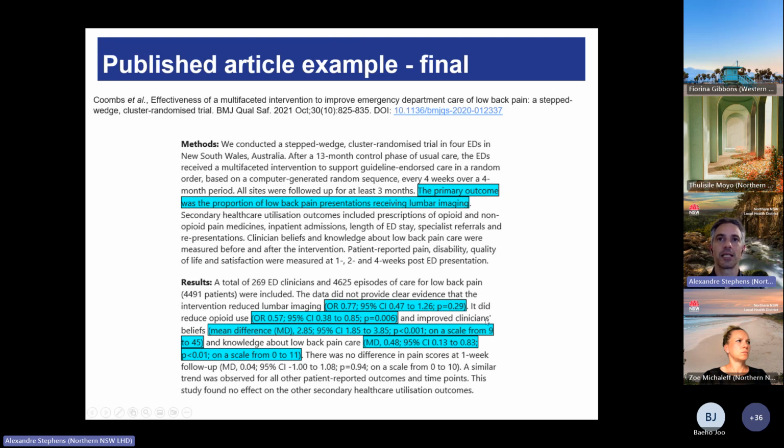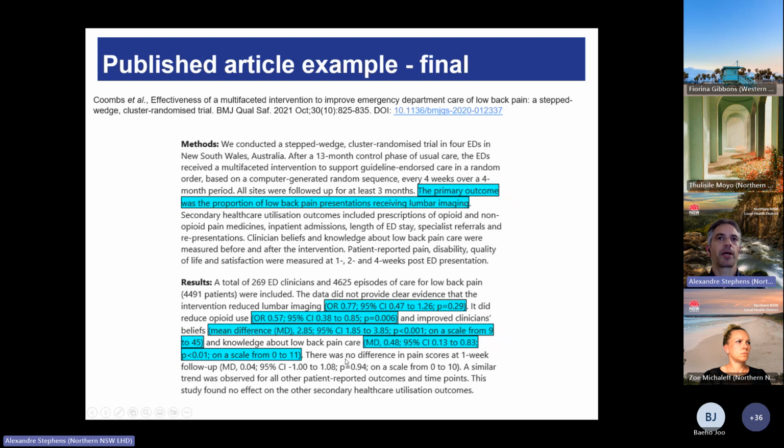One was the clinicians' beliefs, and the intervention did actually improve clinicians' beliefs about back pain care. Whatever scale this was, it was an increase of 2.85, and the confidence interval ranged from 1.85 to 3.85. So we know for quantitative data, the point of no difference we're looking for is 0. The confidence interval does not include that. It exceeds it. It's a statistically significant result.